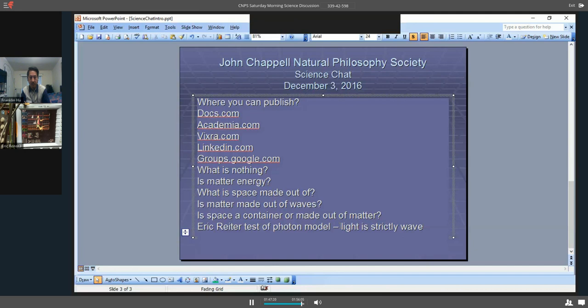But that initial emission, that's a particle-like thing, but it does not stay held together. And then for absorption, there's a threshold in absorption. So there's something particle-like in the conversion between light and matter. But light itself, I'm showing, is just a wave.